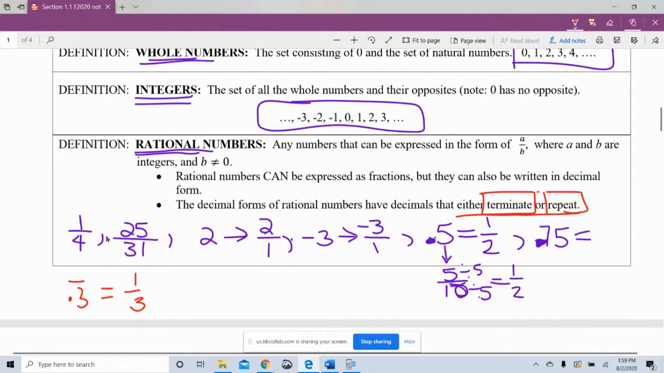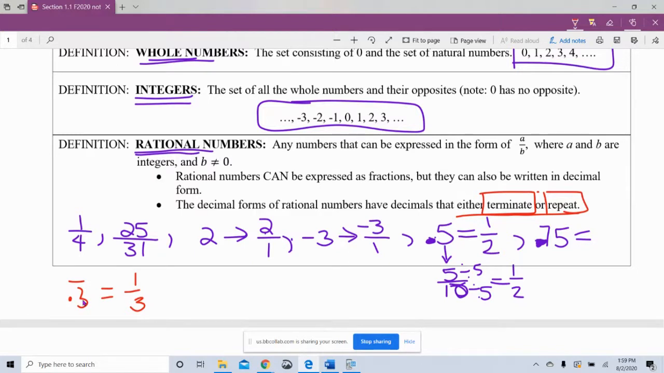So that means that all of these numbers, 1/4, 25/31, whole numbers or integers like 2 and -3, decimals like 0.5, 0.75, and 0.3 with the bar over the top, that are either terminating decimals like these two, where the digits behind the decimal come to an end, or where the digits behind the decimal repeat. These are all numbers that can be written as a fraction, and that makes them rational.